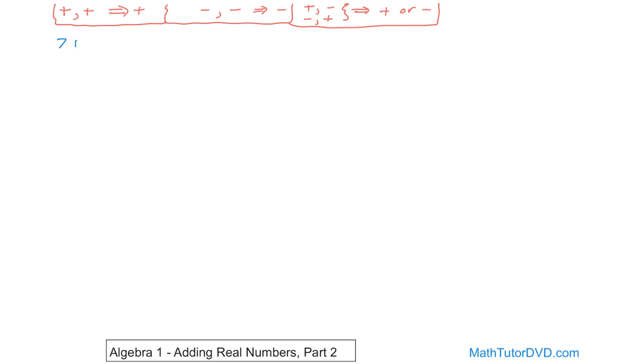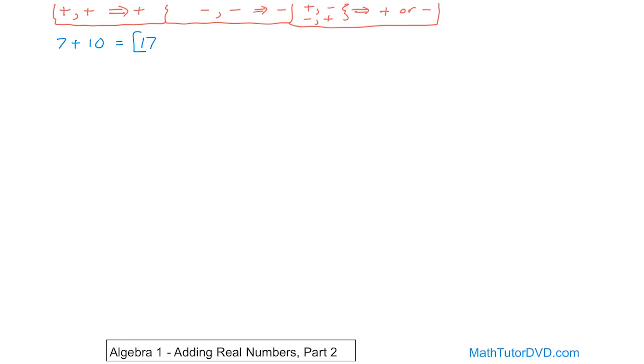What if you have 7 plus 10? I know you're laughing because this is such a simple problem, but we're using these rules. 7 plus 10, so it's positive plus positive. The answer will always be positive, and you just add those together. So you get 17, and you see the answer is positive, just like we've always said.